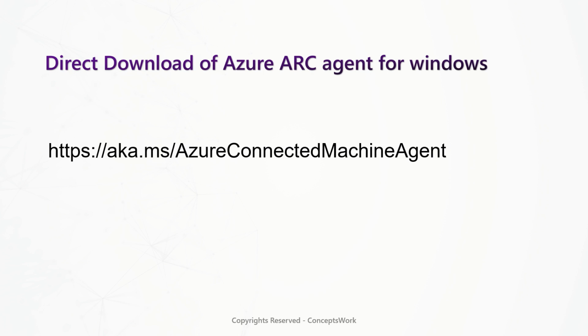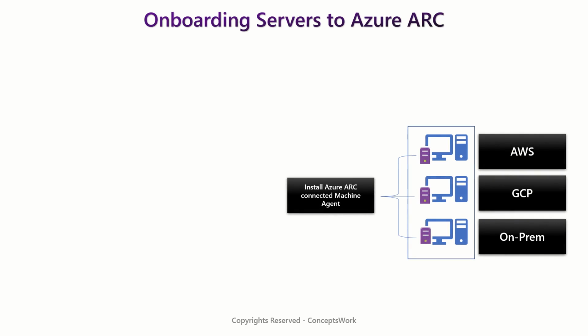Now let's assume that you want to onboard an AWS server, a GCP server or an on-prem server. As I've said before, the process is exceptionally simple. All you have to do is install an agent. This is very basic, but I thought of including it: installing this agent requires admin privilege on the client machine itself.